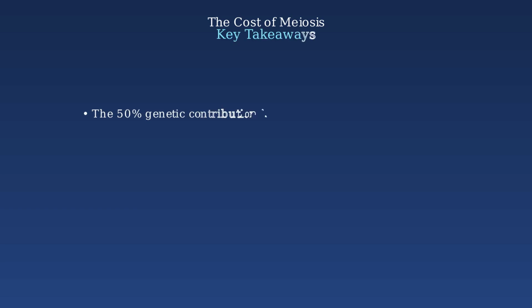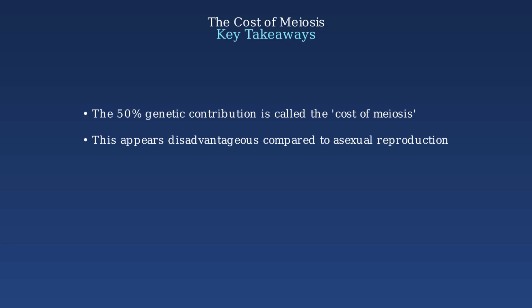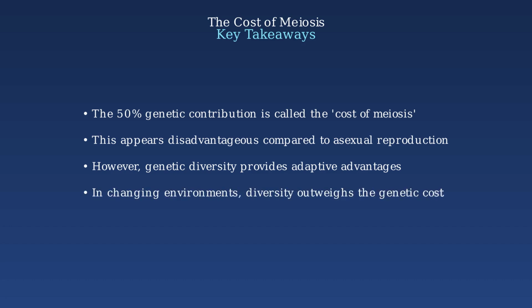The cost of meiosis is that parents contribute only 50% of their genes to offspring, compared to 100% in asexual reproduction. While this appears disadvantageous from a gene transmission perspective, the genetic diversity created by sexual reproduction provides crucial adaptive advantages. In constantly changing environments, this diversity outweighs the cost of contributing only half your genes to each offspring.